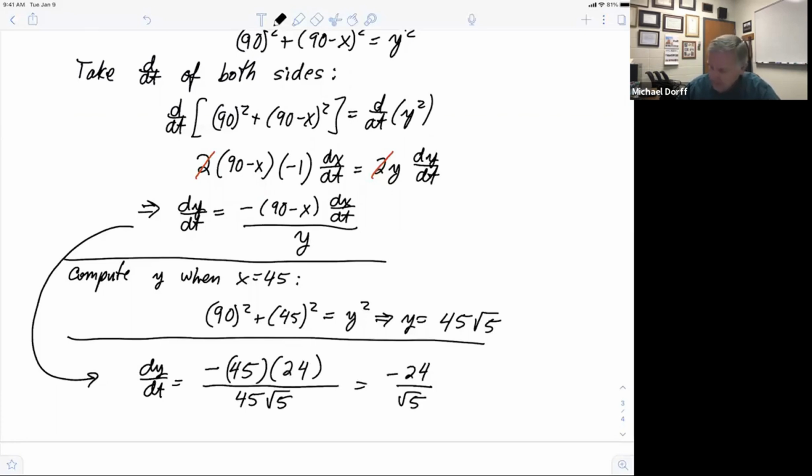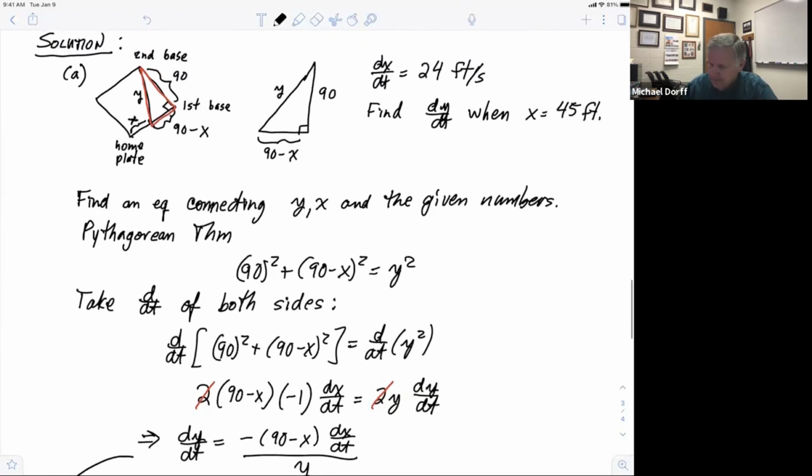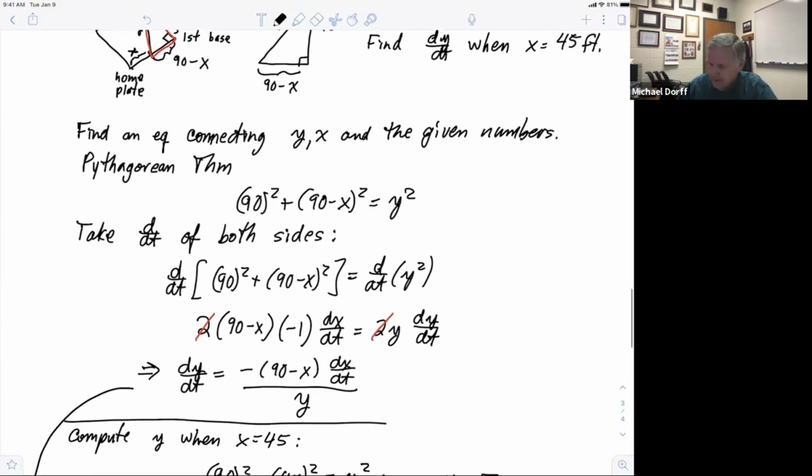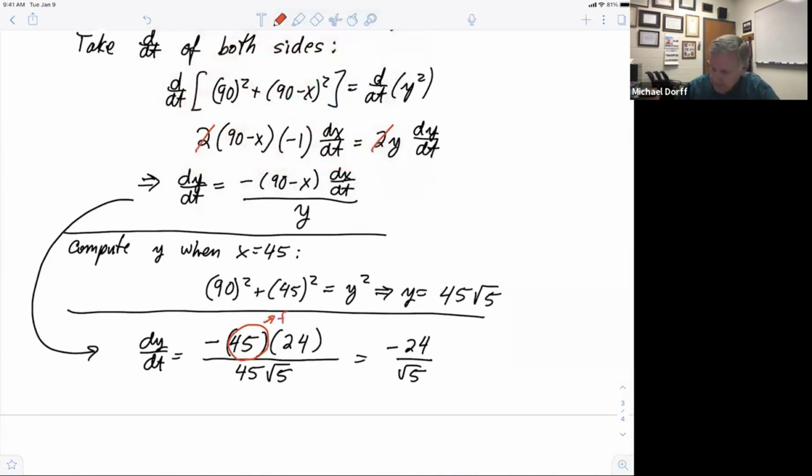And what units am I going to have there? If I go back, my dx/dt is feet per second, and my x is feet. So I've got this in feet and this in feet per second. But in the bottom, I also have feet. So the feet are going to cancel each other out, and I'm just going to end up with units of feet per second. And that should make sense.